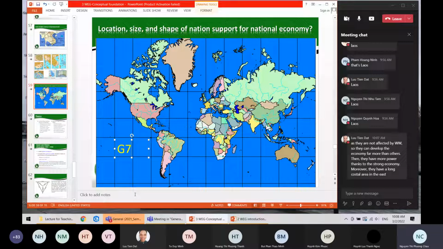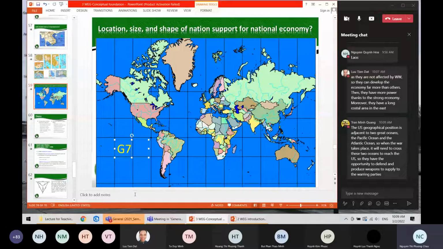They can develop the economy far more than others. Then they have more power thanks to the strong economy. Moreover, they have a long coastal area in the east. Can you explain more about the long coastal area in the east that supports their economy and keeps them from being affected by the world wars? Can you say something more?